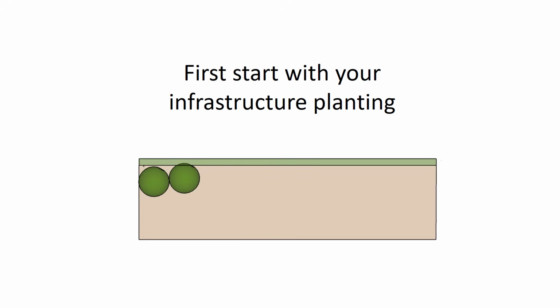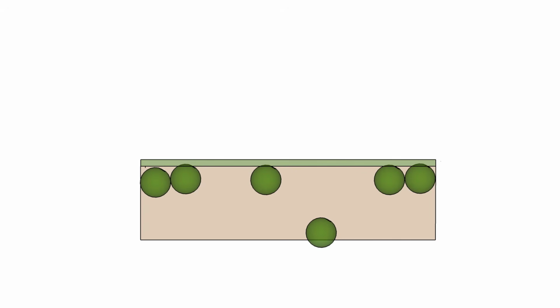First, start with your infrastructure planting. These are your 2 metre plants that go towards the back of the border, and they can be planted in groups or individually. Sometimes it's appropriate to add larger plants to the front of the border, for example a shrub rose, to create interest and hide the plants behind to create a sense of mystery.